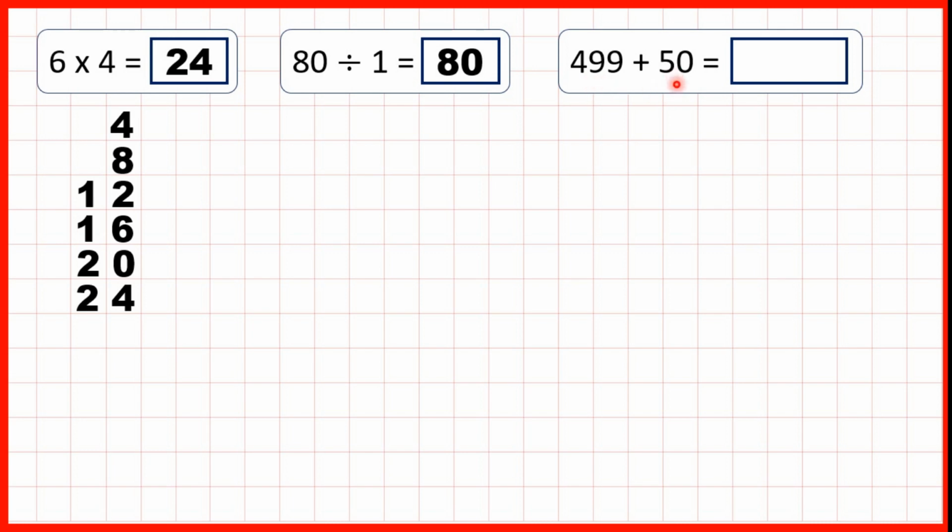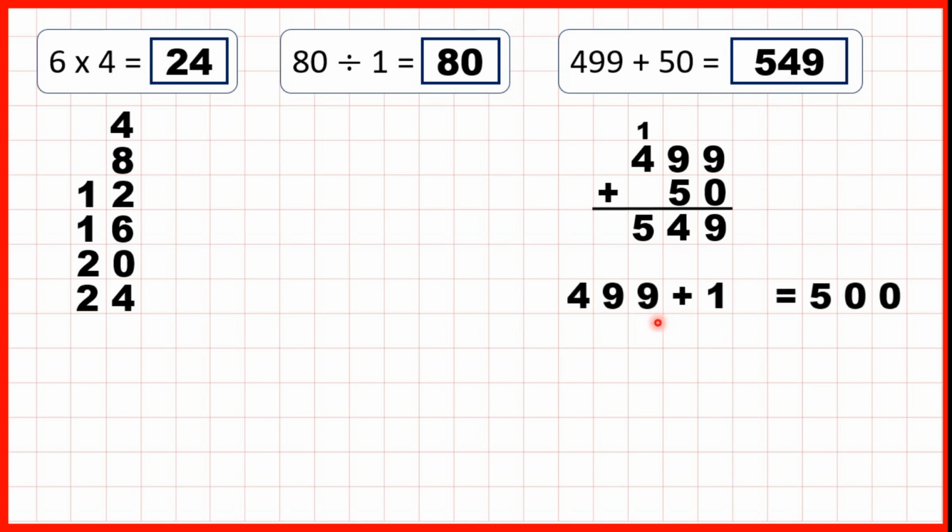499 plus 50. So we can set this out as a column addition. 9 plus 0 is 9. 9 plus 5 is 14. So 1, 4. And 1 plus 4 is 5. So our answer is 549. We could have also used mental methods to solve this.